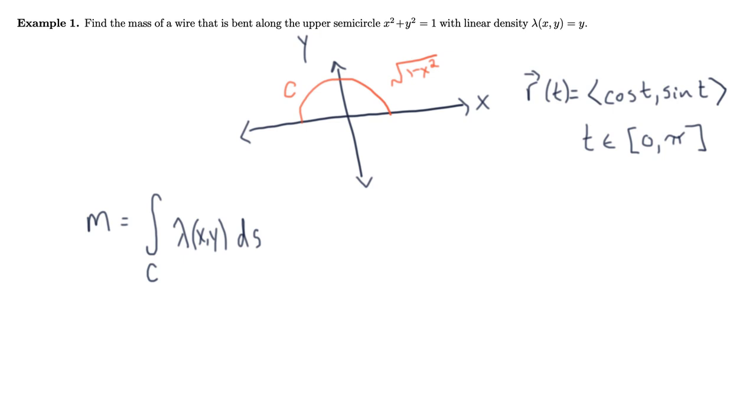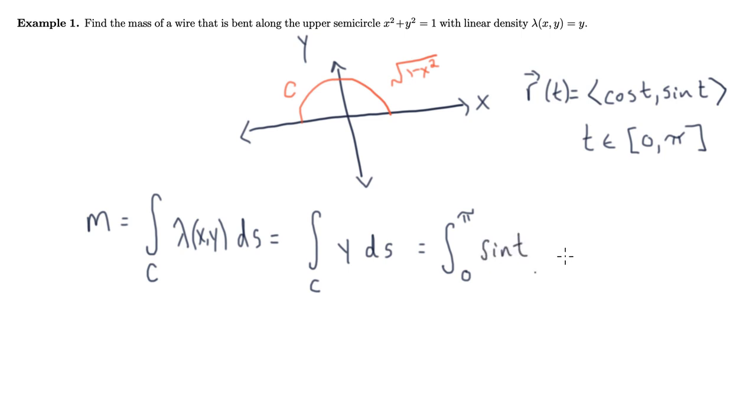All right, great. Then we can fill in the details here. We're going to be integrating over this curve the function y ds. And now let's plug in everything in terms of t. So this is the integral from 0 to pi, because t is going from 0 to pi. And then y is sine t.